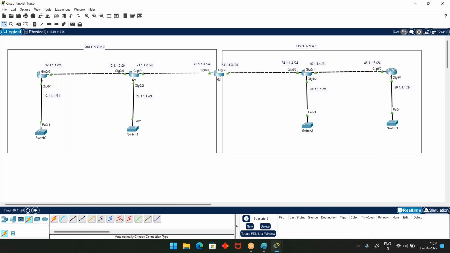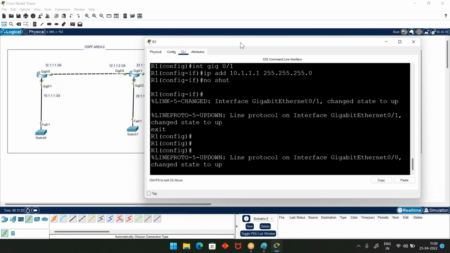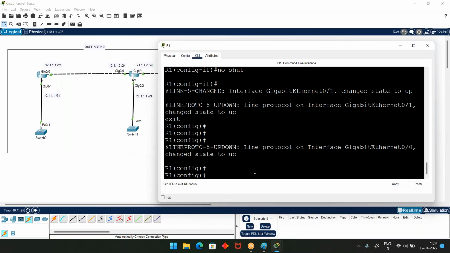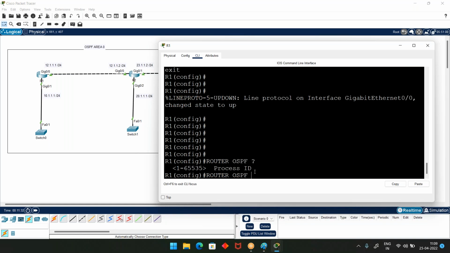So first of all, let's go to the R1 router now. Let's configure the OSPF here. Router OSPF, then define the process ID here. That is up to your requirement.